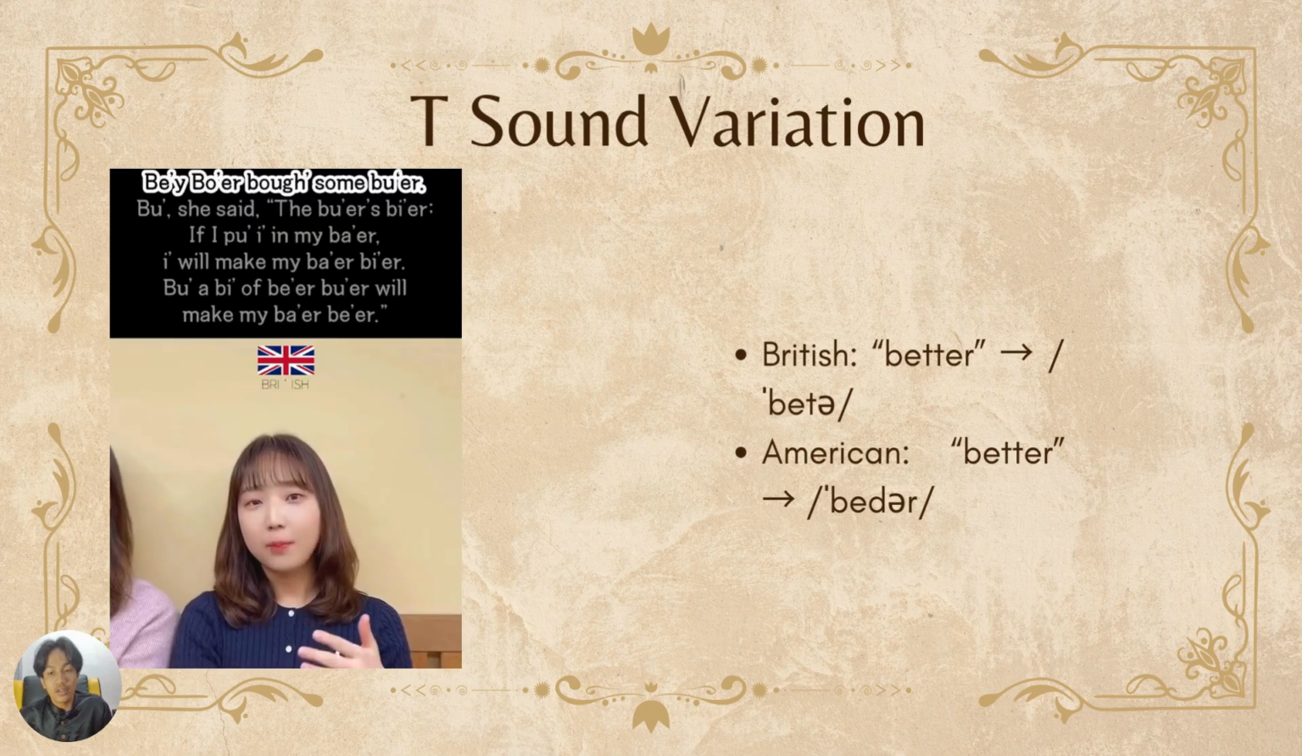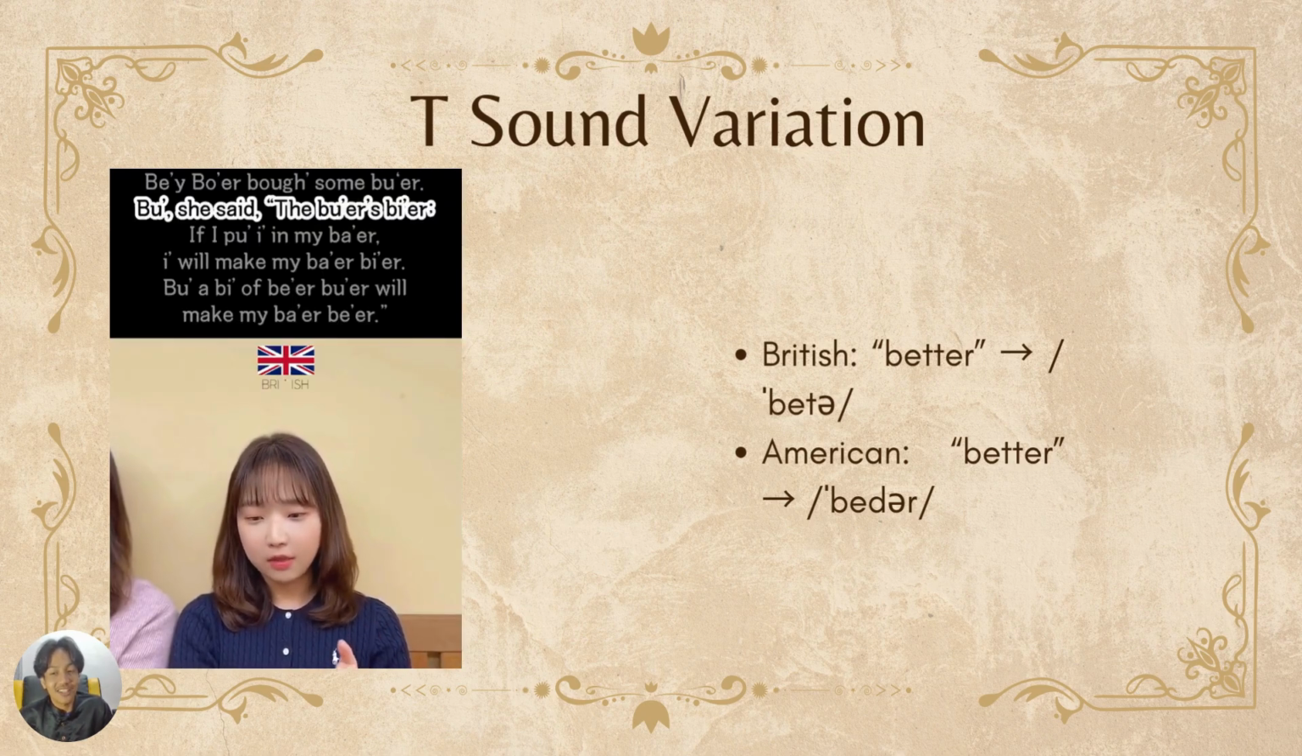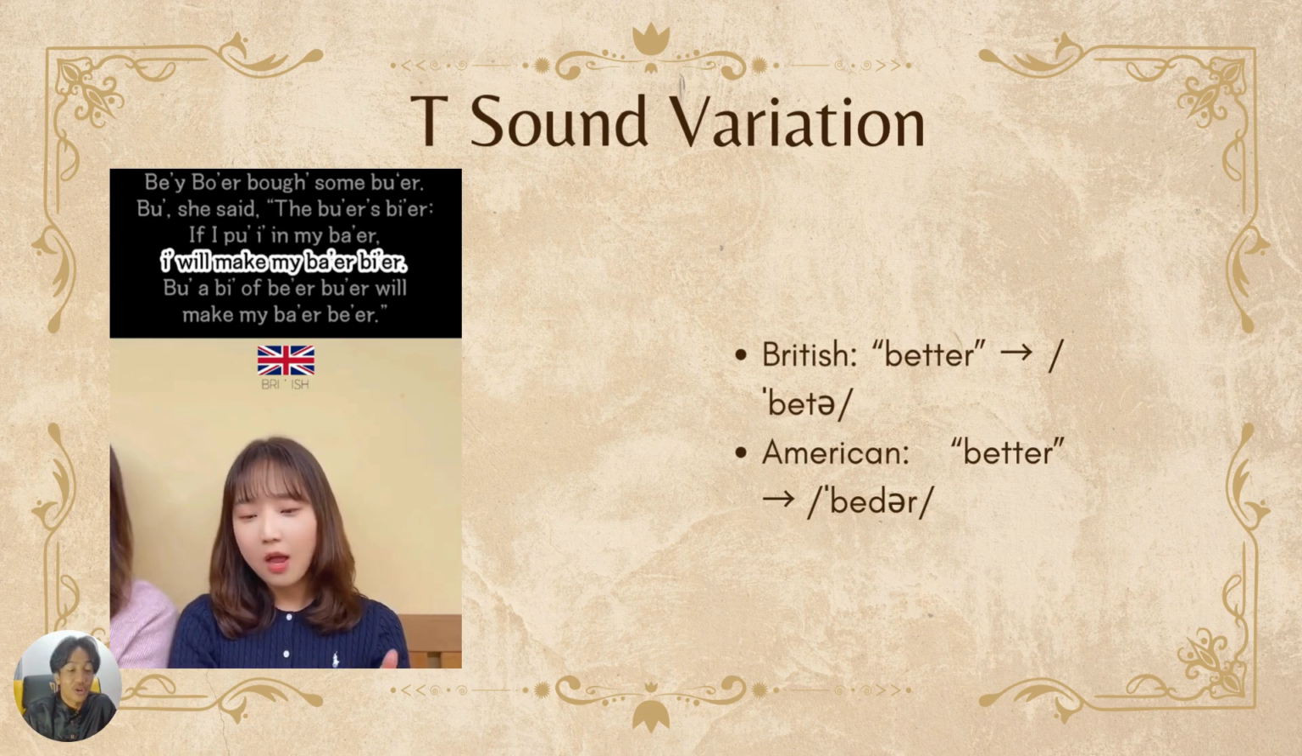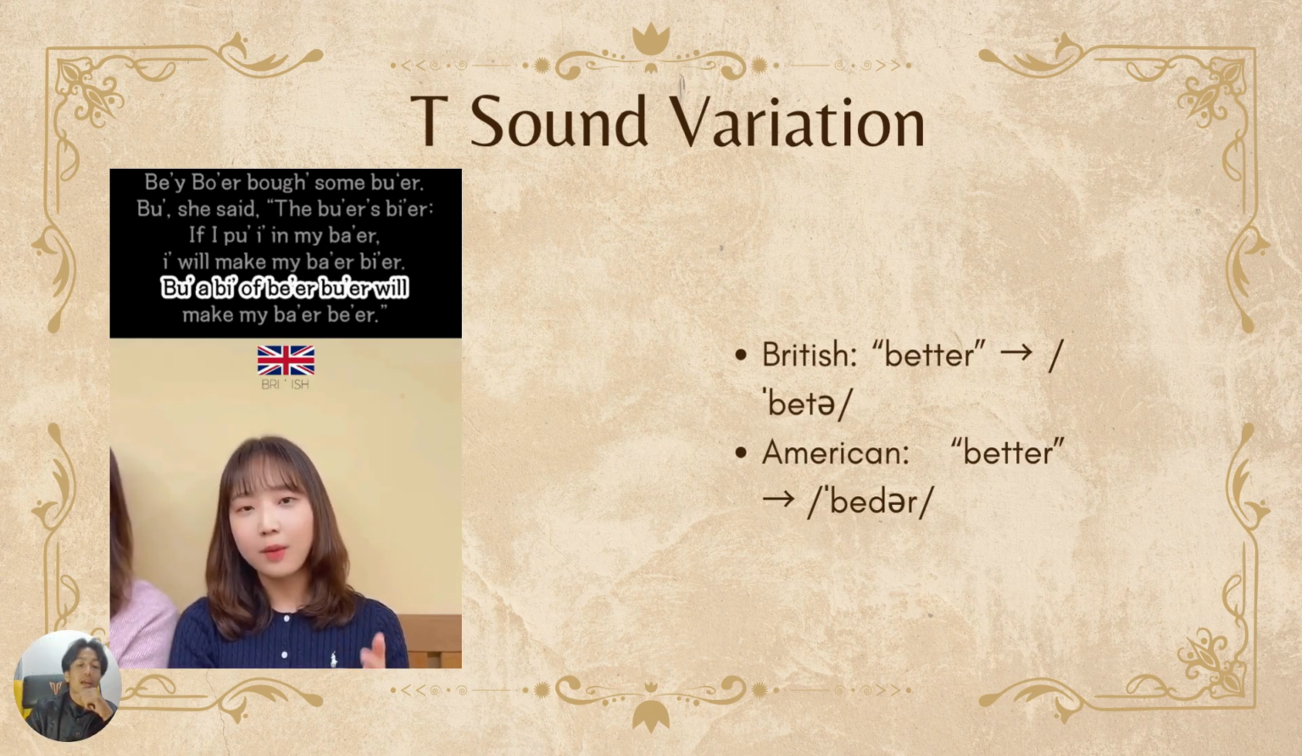This makes speech sound smoother and faster, especially in casual conversation. Alright, moving on. The next differences in British and American English are vowel differences.